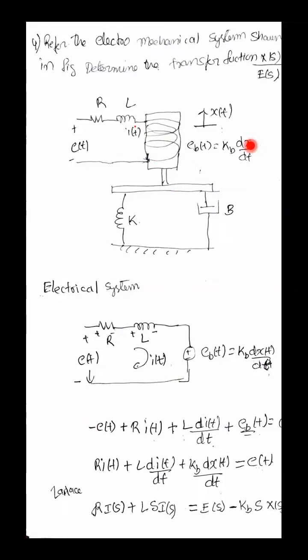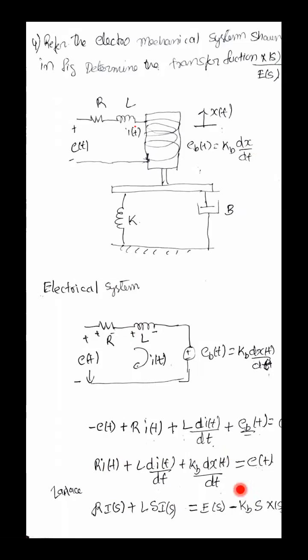What is EB of T? They have given KB into dx of dt. So we will write it as dx of T by dt. So apply the KVL for this loop. Minus E of T plus R into I of t plus L into di of t by dt plus EB of t equal to 0. Take I of t as one term, R into I of t plus L into di of t by dt plus kb into dx of t by dt, which is equal to E of t. This E of t term came to last.